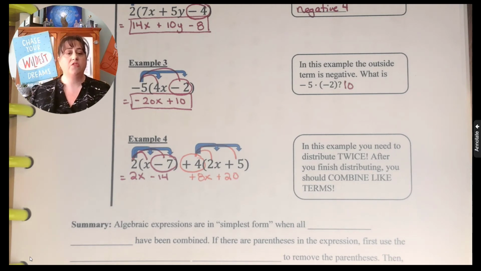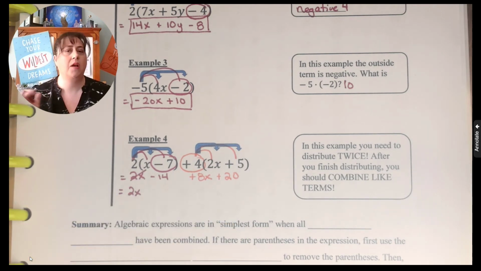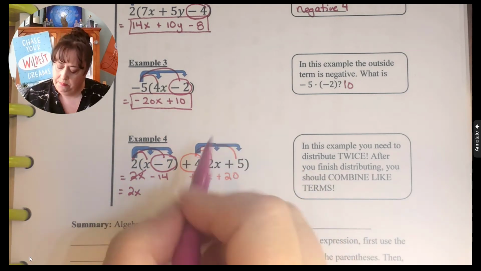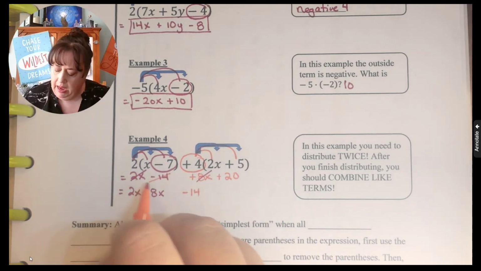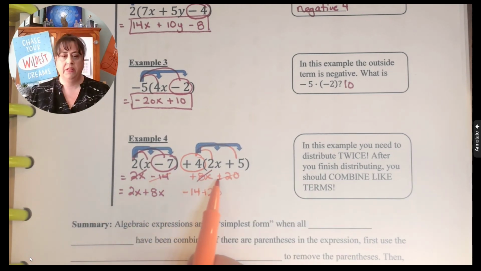Since we do have like terms, we do want to put them together. So I have a 2x. Remember, just a single line. I'm not crossing it out so I can't read it, just enough to keep track that I've used it. And I have another x term, which is right here. And those are all my x terms. Now I look for anything else. The next thing I come to is this negative 14. And the 20 is also a constant. And I've now used everything that's up here.